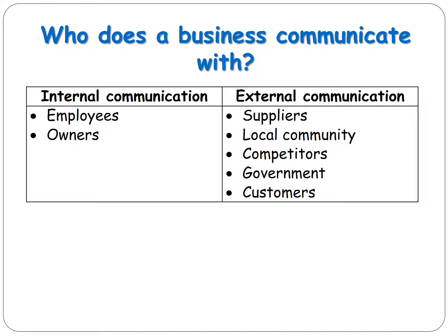So who does a business communicate with? Well, internally, its internal communication occurs between employees and owners. Externally, communication happens between suppliers, between the local community, between the business and the competitors, between the business and government, and between business and customers. So there's lots of really important communication going on here, both internally and externally.